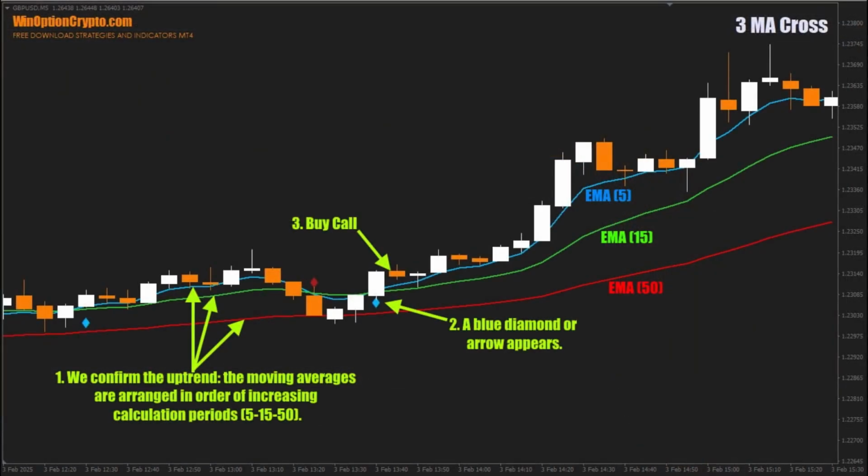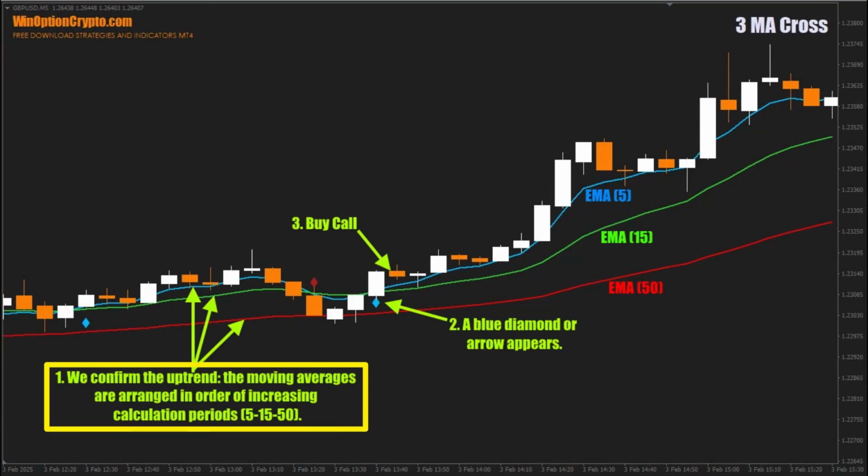To buy call options, you need to: 1. Make sure there is an upward trend. The moving averages should be located one above the other in ascending order of their calculation period. 2. A blue diamond or arrow should appear. 3. At the opening of a new candle, buy a call option.